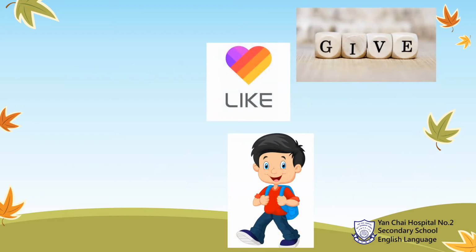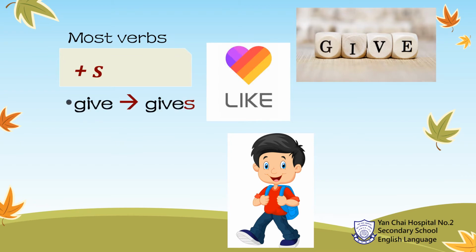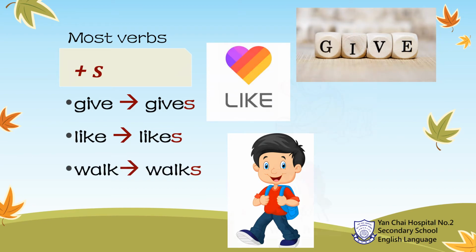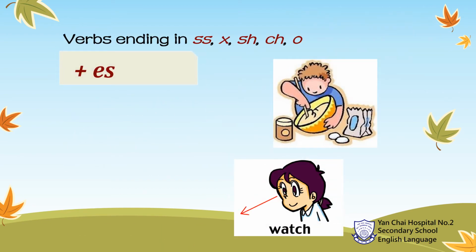So for the third-person singulars, most of the verbs will add s. For example, give to gives, like to likes, walk to walks. For verbs ending in ss, x, sh, ch, and o, we will add es after the verb.